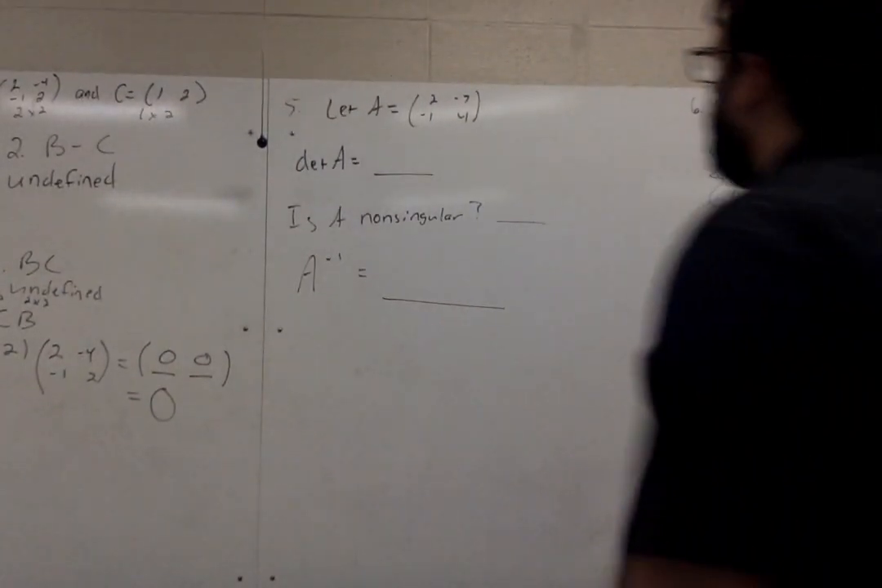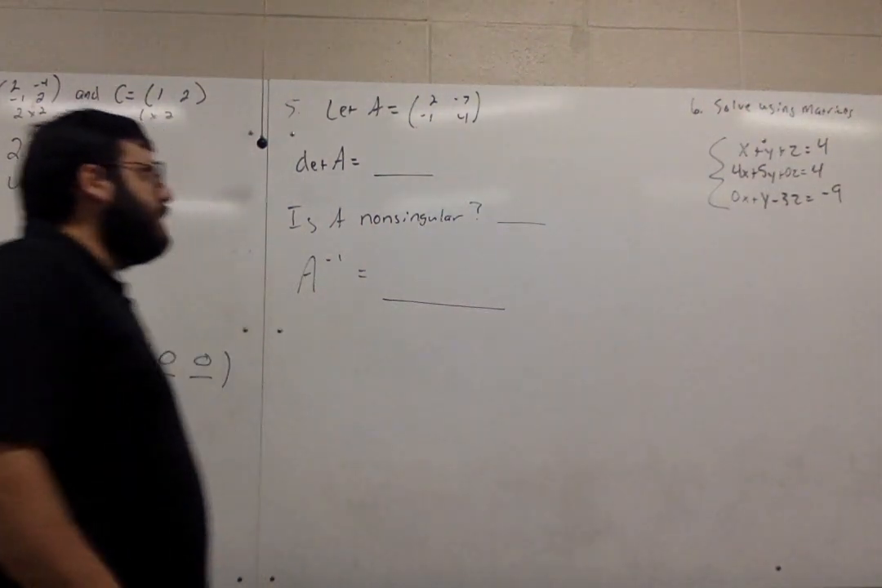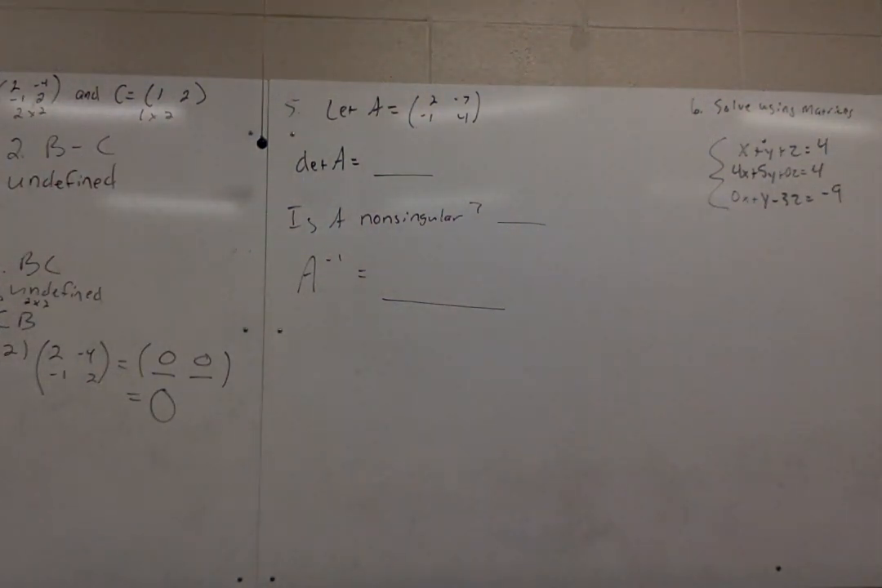Next, here's my matrix A. We're going to look for the determinant. We're going to determine if it's non-singular, and we're going to determine if it has an inverse.